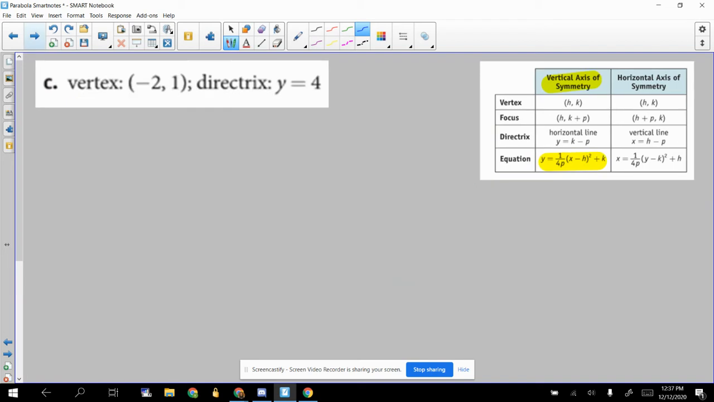Okay, let's go ahead and try another one. This is part C on page 161. This time you're given a vertex and a directrix. Again, I really think it's helpful if you draw a picture. So let's just go ahead, 1, 2, 3, 4, 5, and so on for the grid.